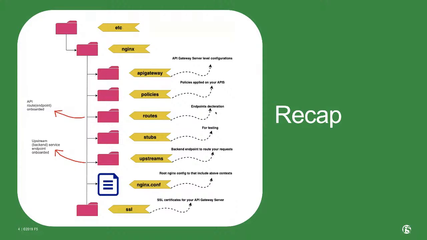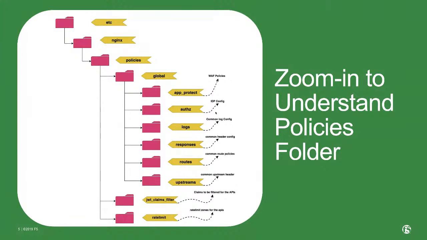There's one folder which we didn't look much into last week, the policies folder. I would like to zoom in, double click on the policies folder and see what are all the things I'm going to cover today. As part of the policies folder, we have three high-level policies: global policies, a JWT claims filter policy, and a rate limit policy. For the global, we have App Protect.